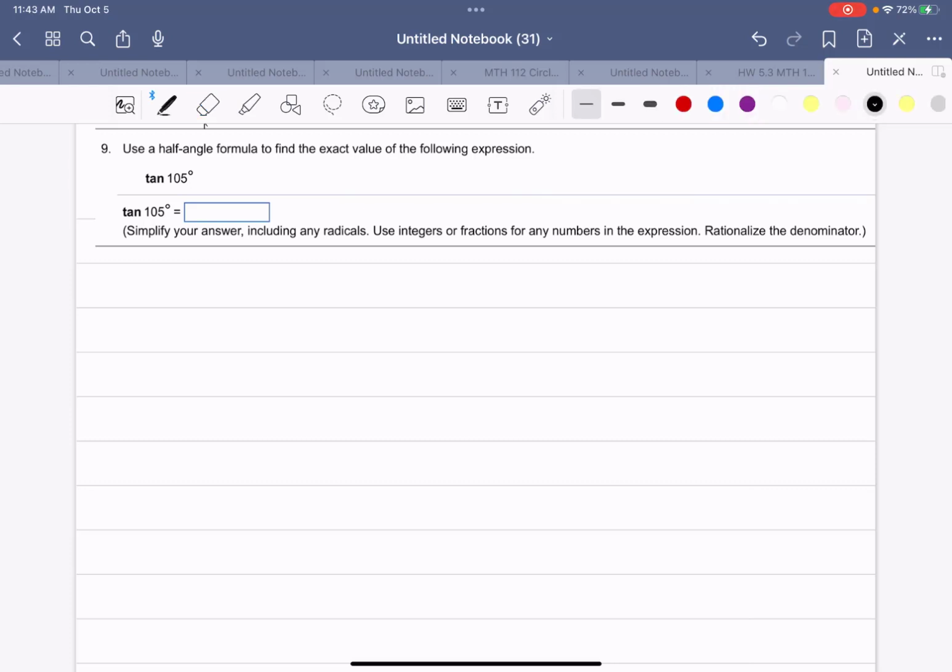And so our half-angle formula is for tangent. Tangent of alpha over 2 is 1 minus the cosine of alpha divided by the sine of alpha, or the tangent of alpha over 2 is sine of alpha over 1 plus the cosine of alpha. I'll just use the first formula.